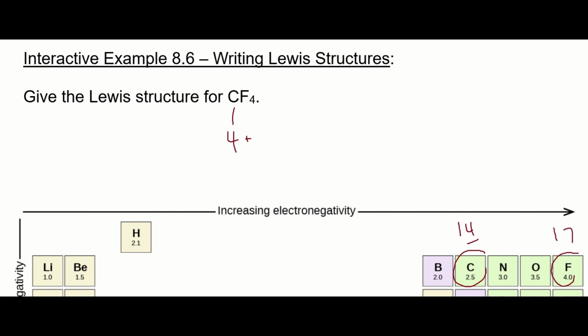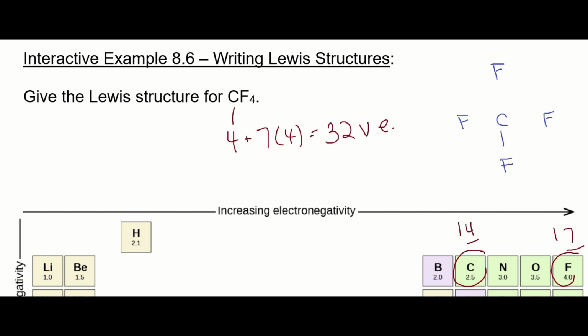Fluorine is in group 17. It's a halogen. Brings in 7 valence electrons. There are 4 of them. Gives us a total of 32 valence electrons. Carbon is less electronegative, so we'll put carbon in the center, put the 4 fluorines around it.